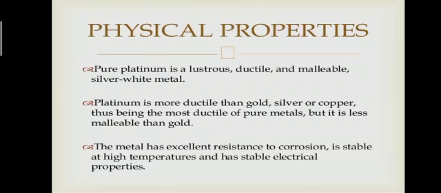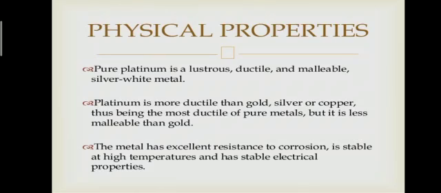Platinum can react. However, it is very expensive, but it is a soft metal and it is lustrous, ductile and malleable. It means it can be drawn into sheets and wires and it can be easily cut. It has a silvery white appearance. Platinum is more ductile than gold, silver or copper, thus being the most ductile of pure metals, but it is less malleable than gold.